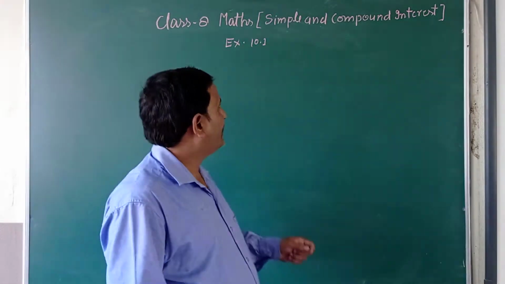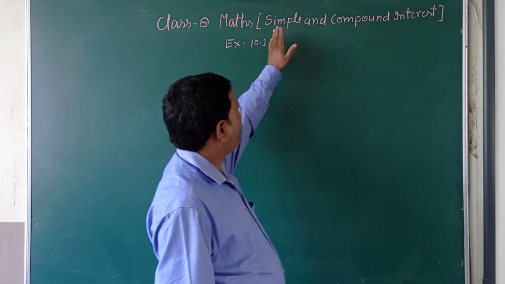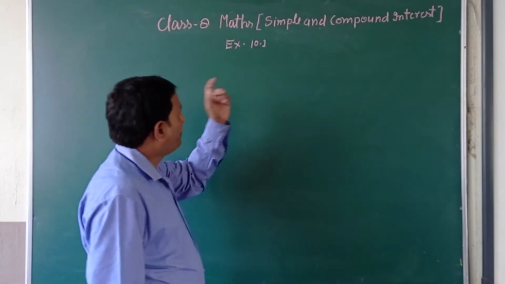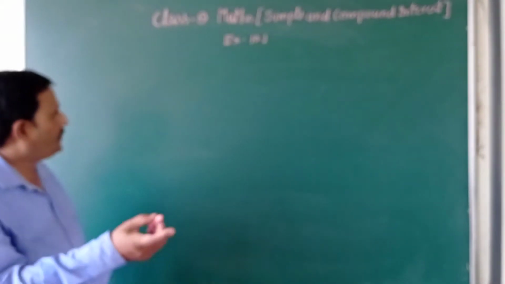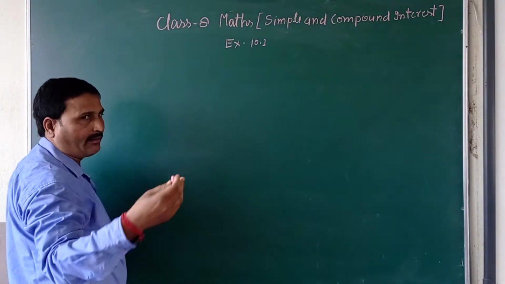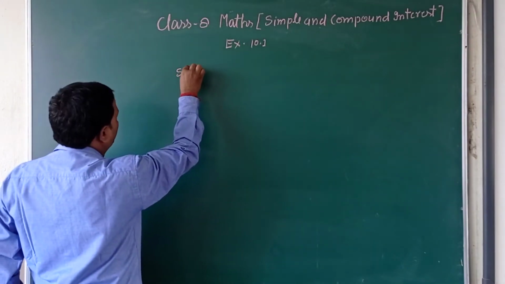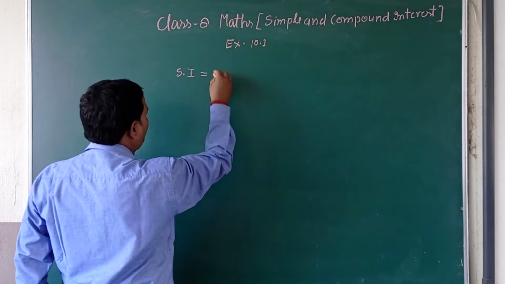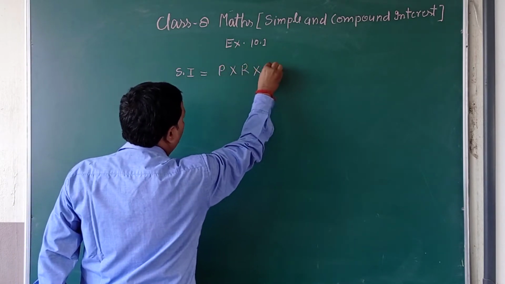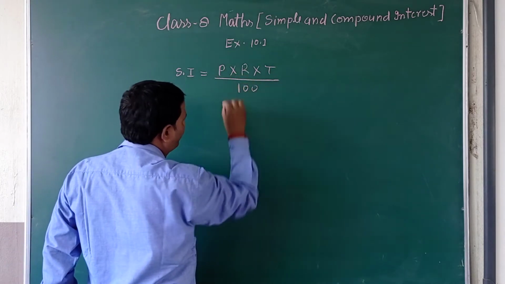And in math, I have just started simple and compound interest. Simple interest, you know, I had already explained the formula, but once more, simple interest is equal to principal into rate into time in years upon 100.